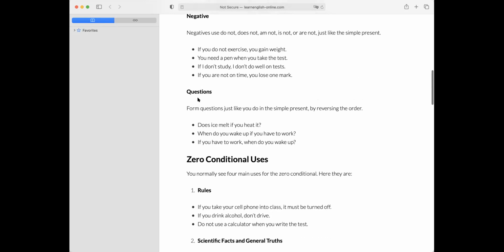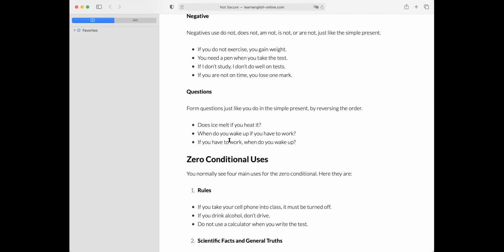Of course, in the interrogative form, does ice melt if you heat it? Entonces, does, estoy preguntando, ice melt. El hielo se derrite si usted lo calienta. When do you wake up if you have to work? ¿Cuándo se despierta si tiene que trabajar? ¿Sí? Como a qué horas, en qué momento, a qué hora se despierta si tiene que trabajar. If you have to work, when do you wake up? Si usted tiene que trabajar, ¿a qué hora se despierta?